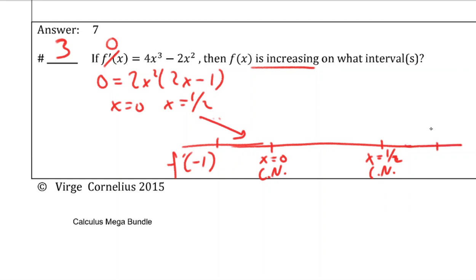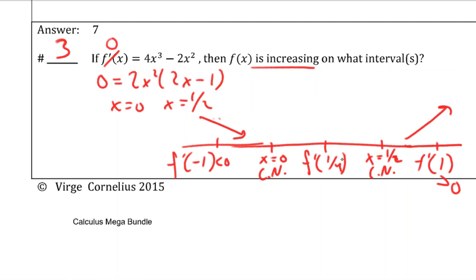To know whether it's increasing or decreasing to the right of this one, we need to throw some number bigger than 1/2 into the first derivative. That would be like 4 minus 2, which is positive. And the test in here, this one's a little bit harder because between 0 and 1/2, you're going to have to pick something like a fourth. Less than 0, bigger than 0.